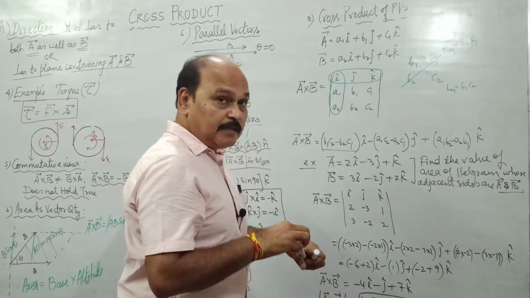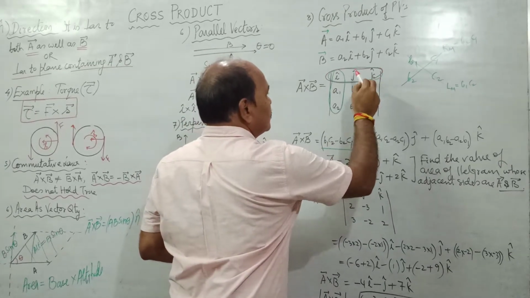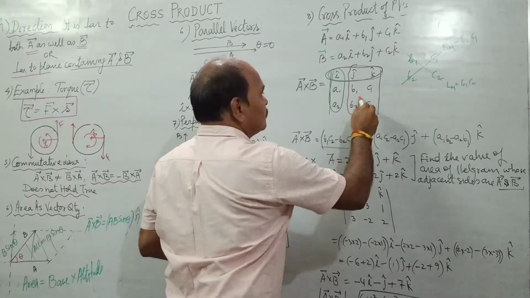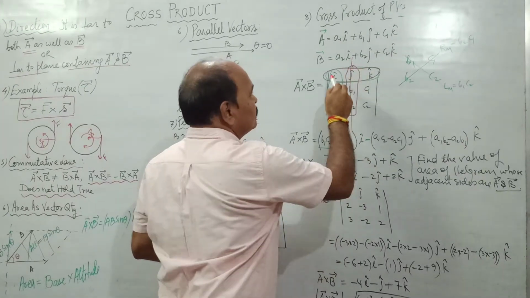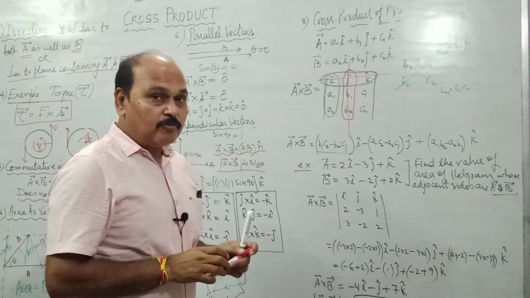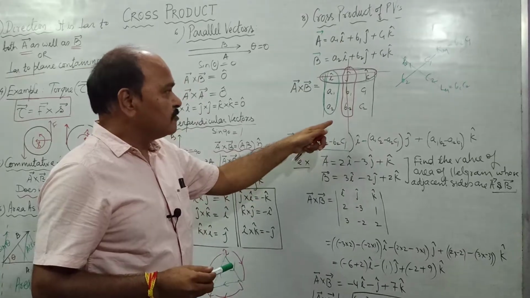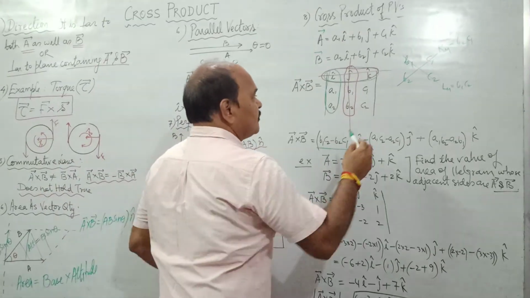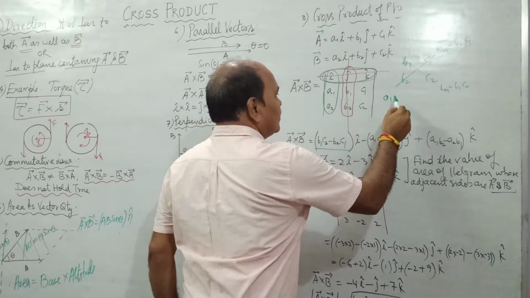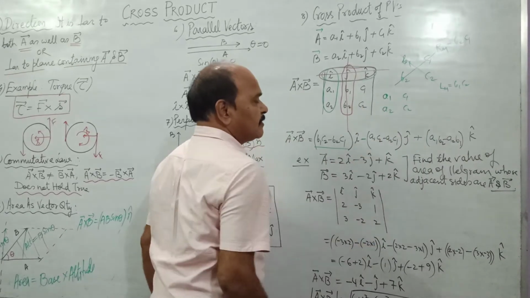We again hide the row J belongs to and the column J belongs to. Once we hide these two, the row and the column, what are we left with? We are left with these four elements: A1, A2, C1 and C2.